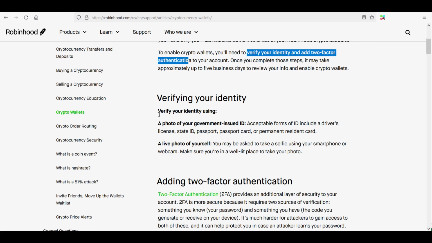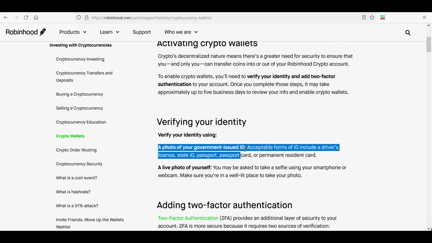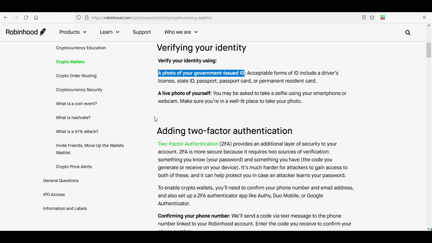For example, if you want to send 100 Doge and the network fee is 1 Doge, the recipient wallet will receive 99 Doge. Robinhood doesn't receive the network fee. 100% of that fee is collected by the cryptocurrency's network to facilitate the transfer.